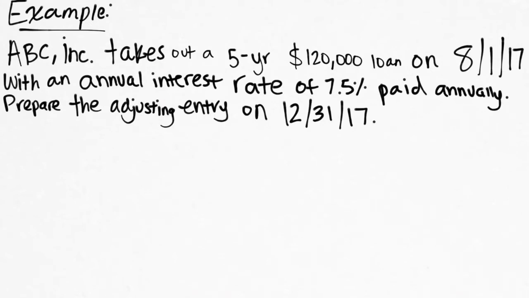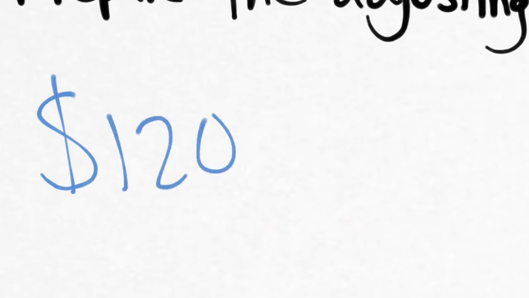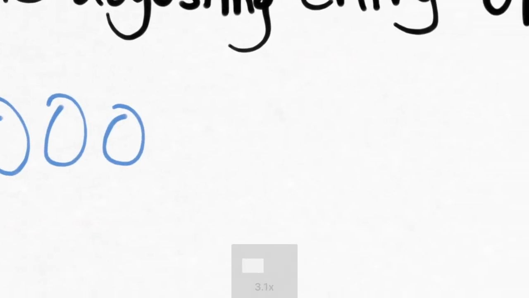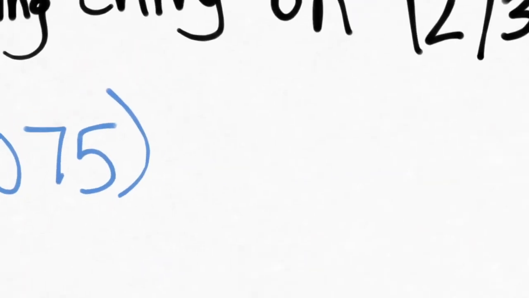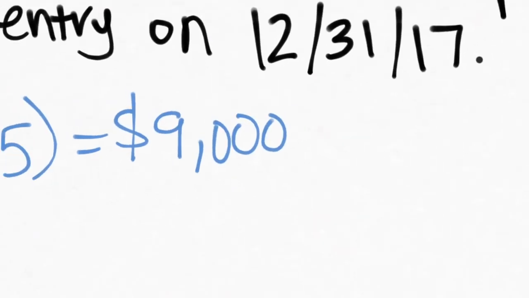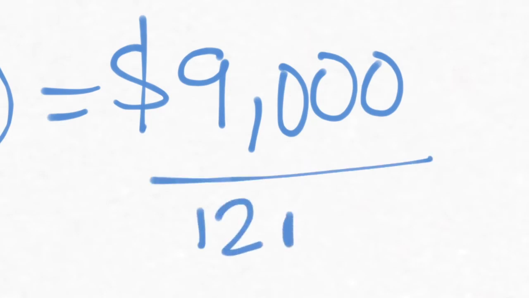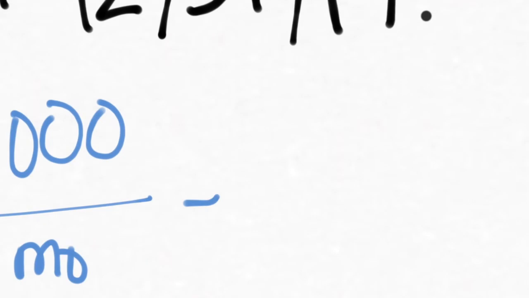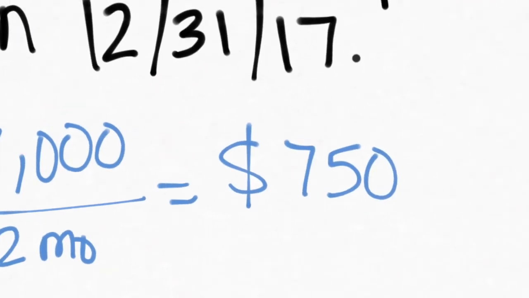So, before we can move on, we need to first calculate our monthly interest amount. To do that, we take the $120,000 principal amount and multiply it by our annual interest rate of 7.5%. This is going to give us $9,000 per year. Then, what I'm going to do is take that $9,000 and divide it by 12 months to give us a monthly amount of $750. This $750 is how much we accrue in interest each month.